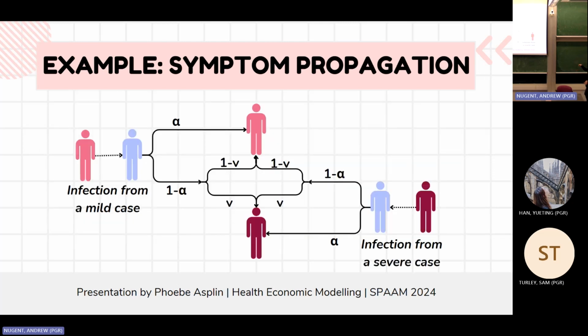So this is the schematic for my model. Basically, it's defined by two parameters, alpha and nu. So alpha is sort of the strength of symptom propagation. So with probability alpha, you just copy the symptom severity of the person who infected you. And then with probability 1 minus alpha, you revert to this underlying baseline probability of severe disease, nu. So if alpha is 0, then you just develop severe disease with probability nu.